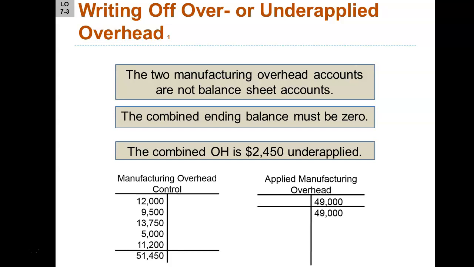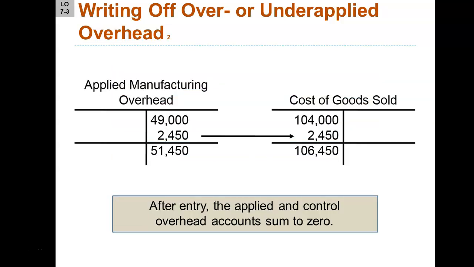In this case here, we have an under application of overhead. Why? Because we have accumulated $51,000 in costs, but we only applied $49,000. So the control account is larger than the applied account, so we have under applied overhead. At the end of a period, in this case the end of the year, we're going to have to remove that under applied overhead. And where does it go? Well, there it is. It goes into your cost of goods sold.